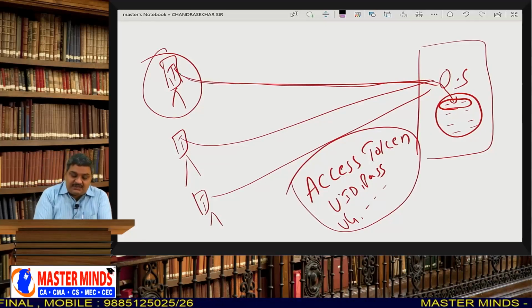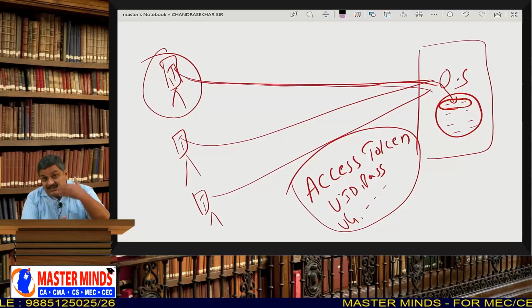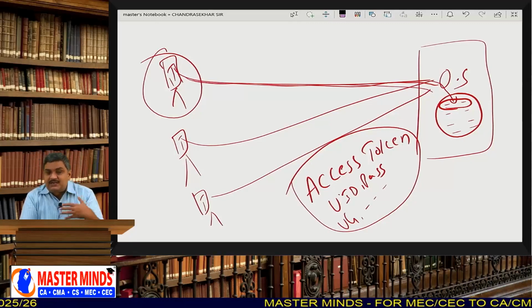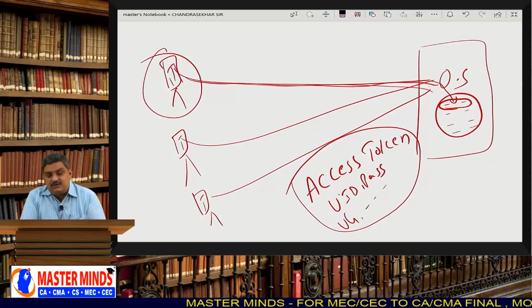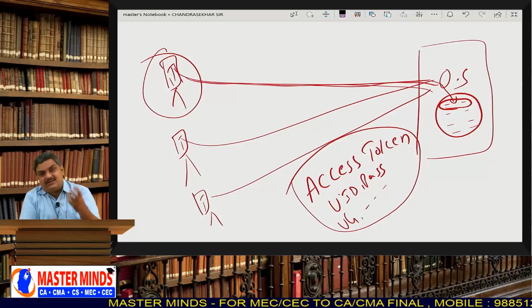Because for the first time it checks everything. But in successive attempts, that means from the second time, third time, every time, if the operating system has to check my validity, it takes a lot of time, isn't it? So that's why the operating system follows a mechanism of creating an access token.